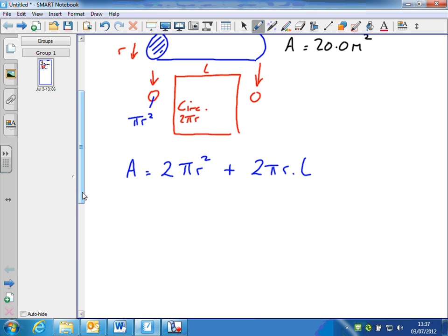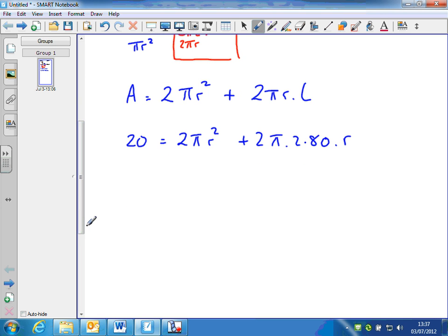So we know that area is 20 equals 2 pi r squared plus 2 pi times the length times the radius. So we know that 20 equals 2 pi r squared plus 4.80 pi r. And we can now get the 20 over to the right hand side, and we've got a quadratic equation that we can solve.